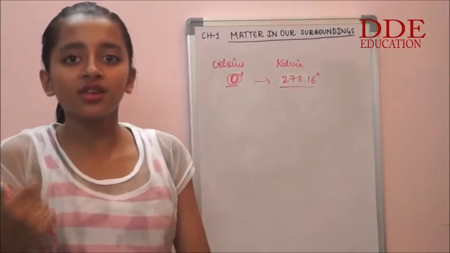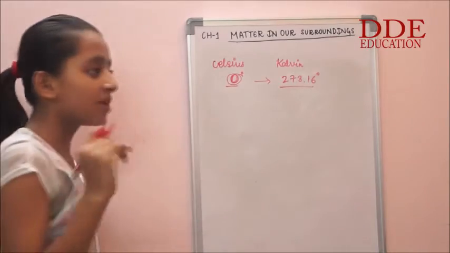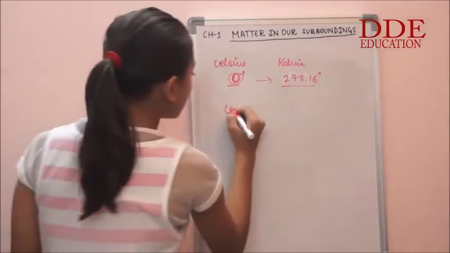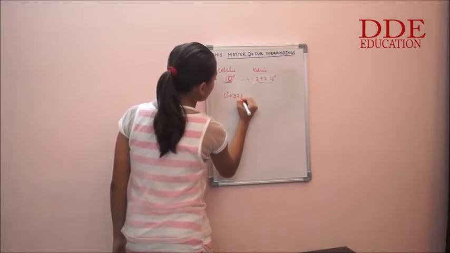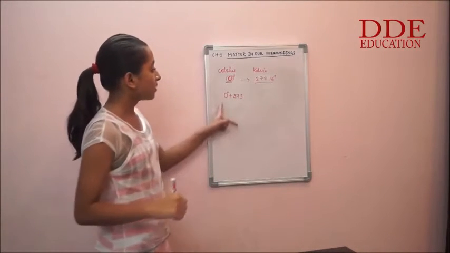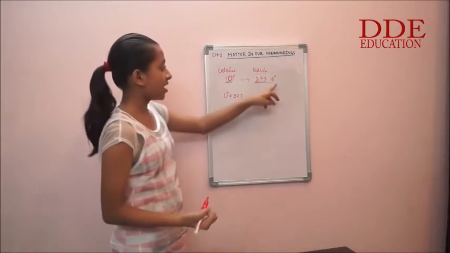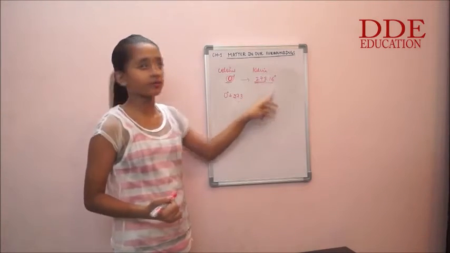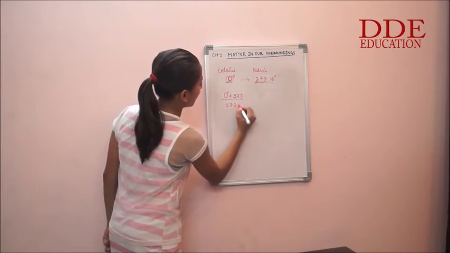The simplest thing you can do in that case is that if you're given that the temperature of a body is 0 degrees Celsius, so you will add 273, because we are taking 273 for our convenience and for easy calculation. Now we'll see that it would be 273 Kelvin.